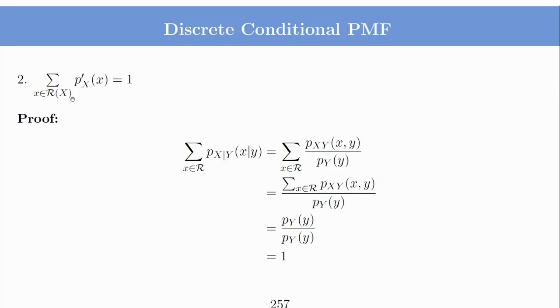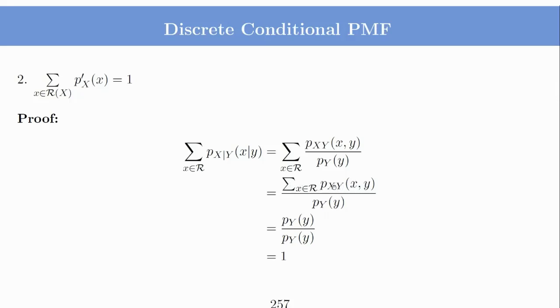Next is to prove that the summation is equal to 1. I'll just put back the value. By definition, this is the conditional probability, which is given by the joint PMF divided by the PMF of y. Then this is a summation over all values of x which belong to the range of x. The denominator does not depend on x, so I can take the summation in the numerator and keep the denominator common.